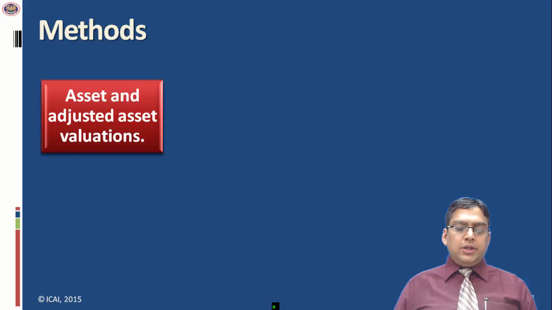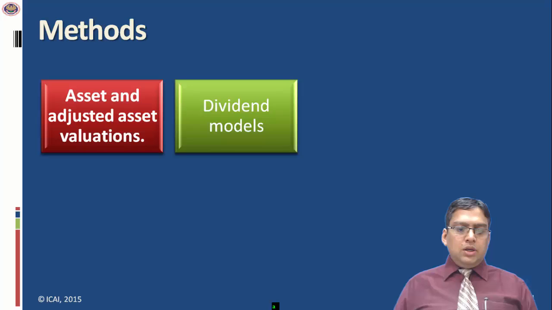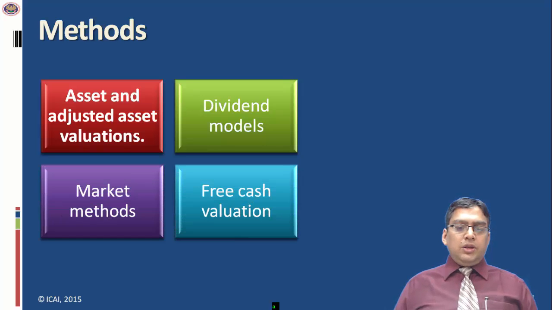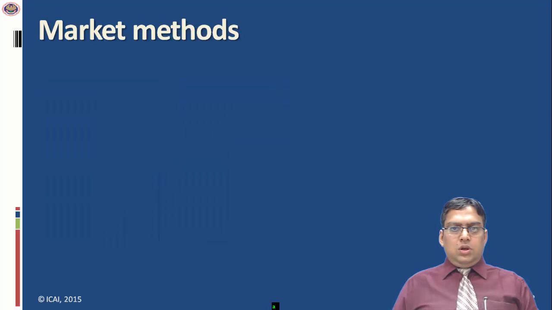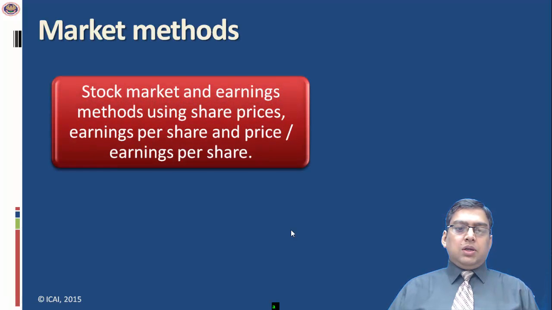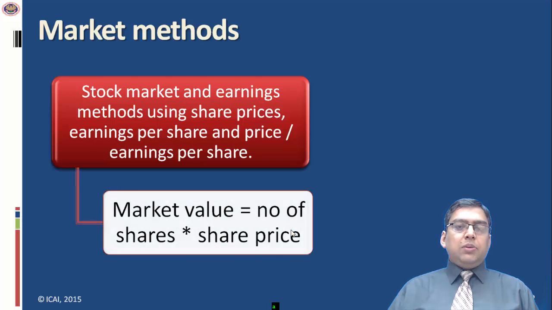Methods. First one is asset and adjustment method valuation. Second one is dividend model. Third one is market model. And next one is free cash valuation. Next is market method. Market method, that is stock market and earning method using share price, earning per share, and price earning per share. Market value equals number of shares multiplied by share price.